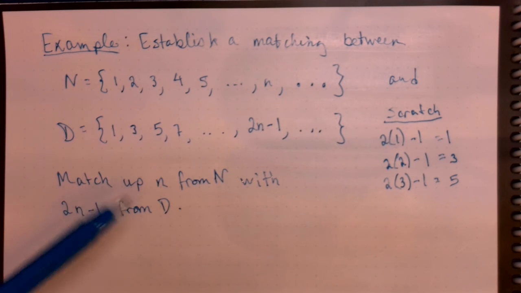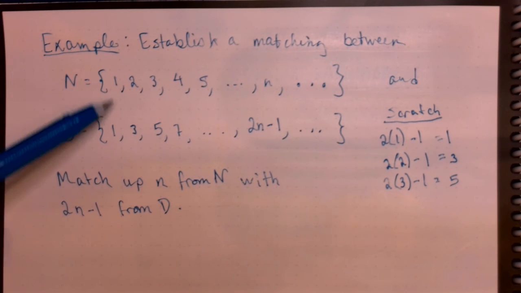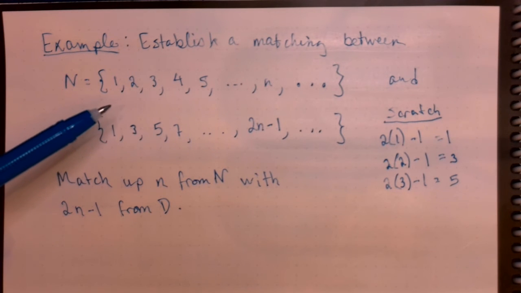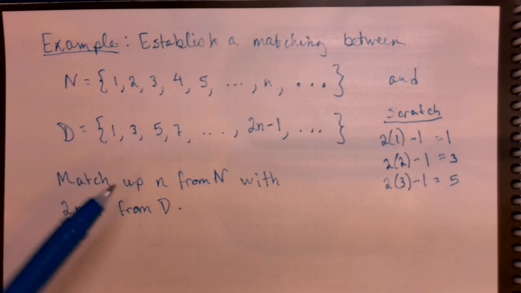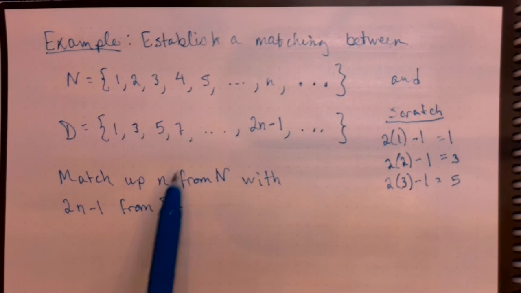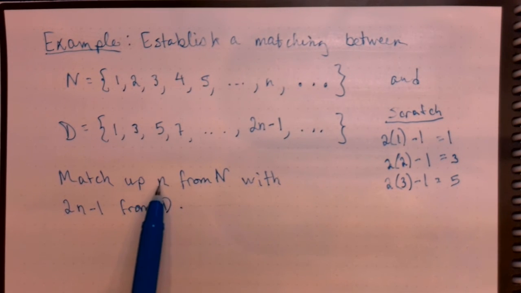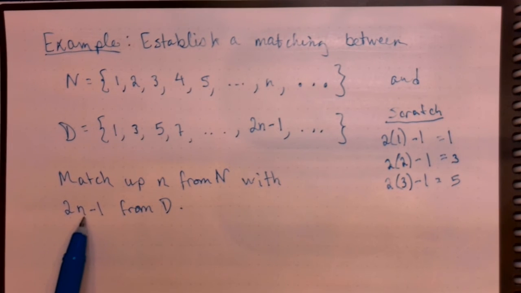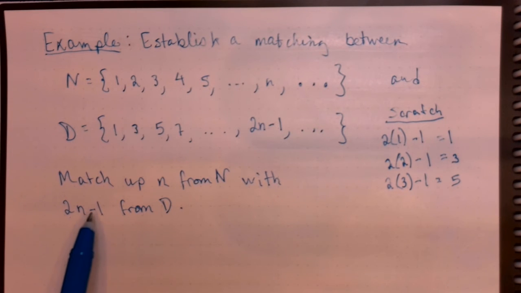When you have infinite sets, you have to tell me what to do with a generic one. If you establish the pattern just with the numbers, I don't know what's going to happen after that. I would have to assume that pattern continues. This is making it explicit. Any natural number n is going to get matched up with this odd number. So if I wanted to know what 11 got matched up with, if n equals 11, I plug 11 in here. 2 times 11 is 22, minus 1 is 21. So 11 would get matched up with 21.